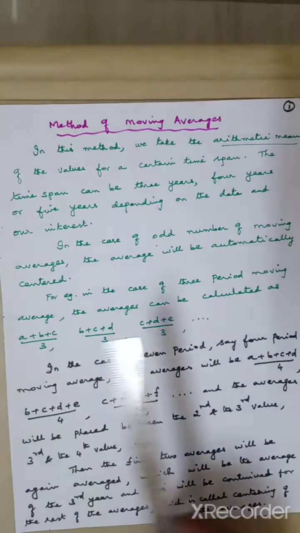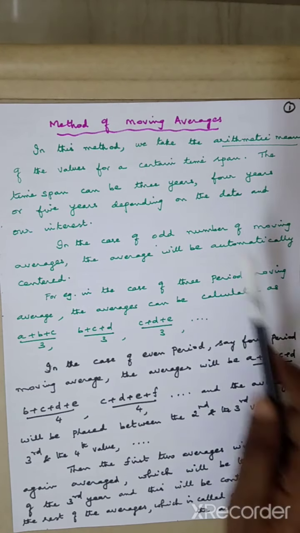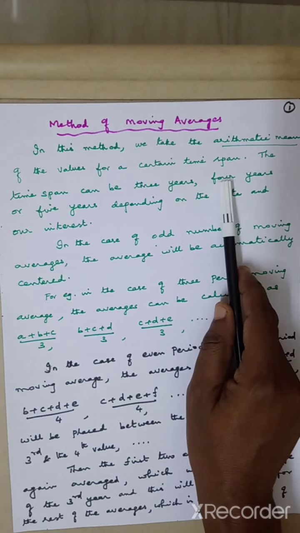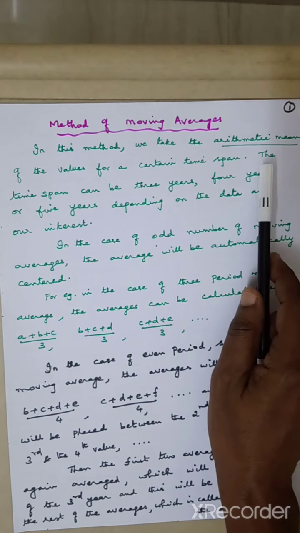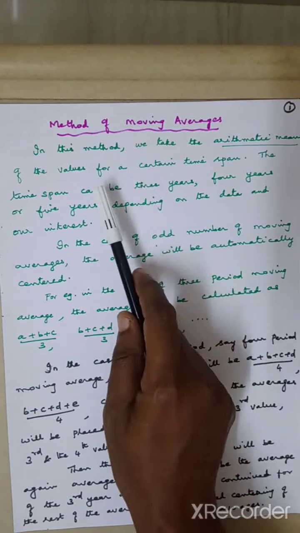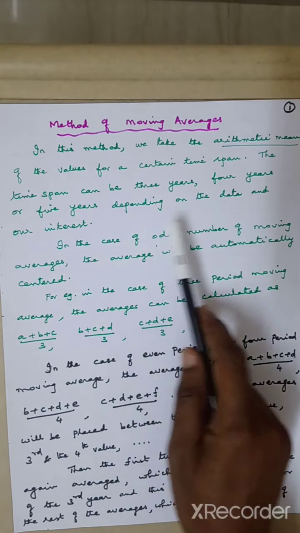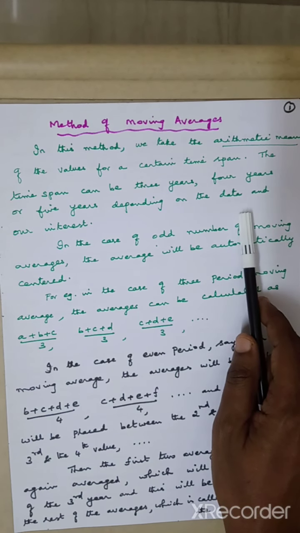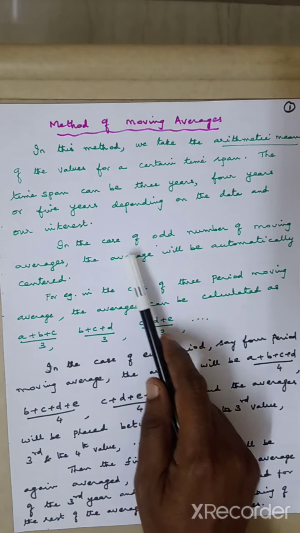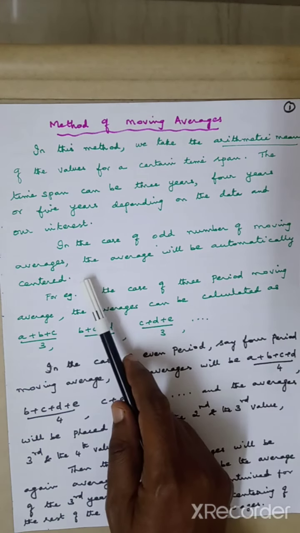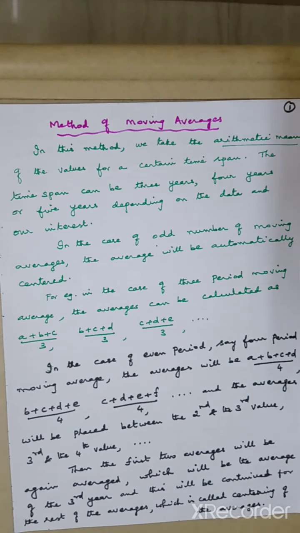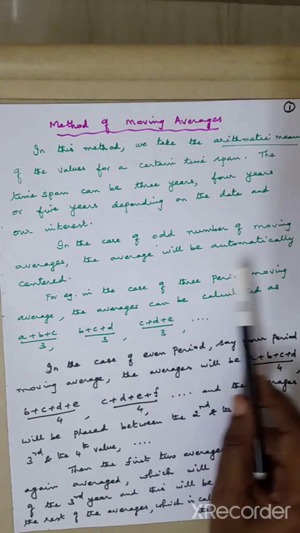In this method, we take the arithmetic mean of the values for a certain time span. So average is nothing but mean. The time span can be either 3 years or 4 years or 5 years, depending on the data given and also on our interest. If we have an odd number of moving averages, then the average will be automatically centered. Say for example, you are moving 3 by 3, a 3 period moving average or a 5 period moving average. In such cases, the average will be automatically centered.